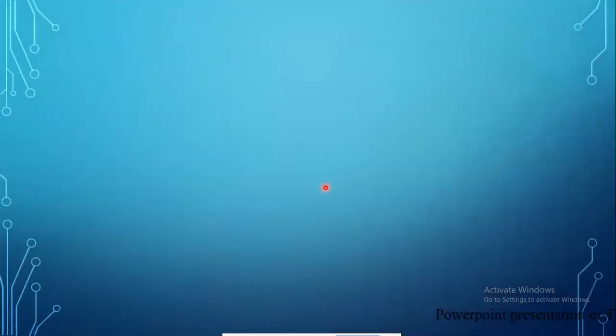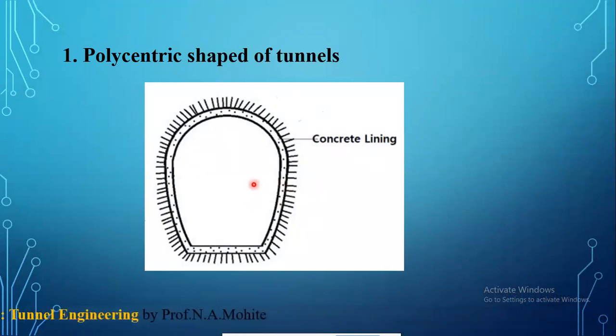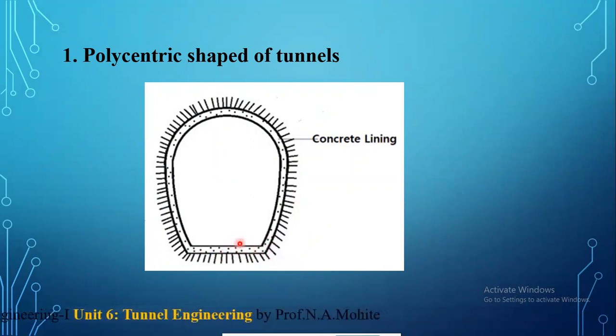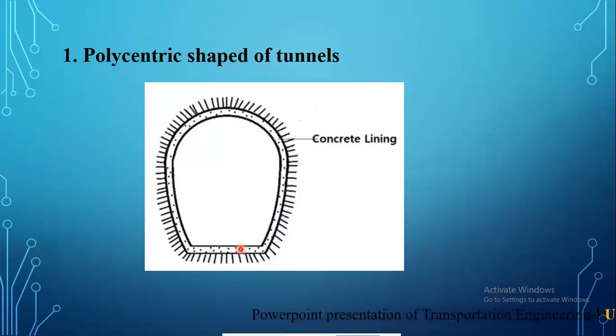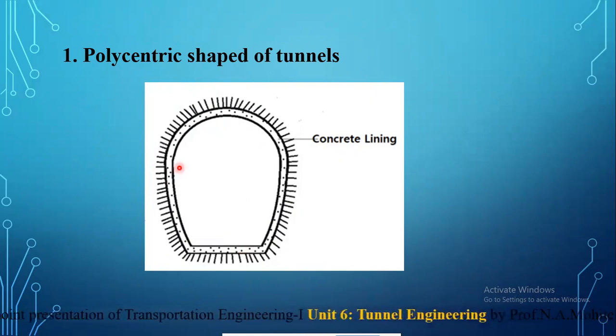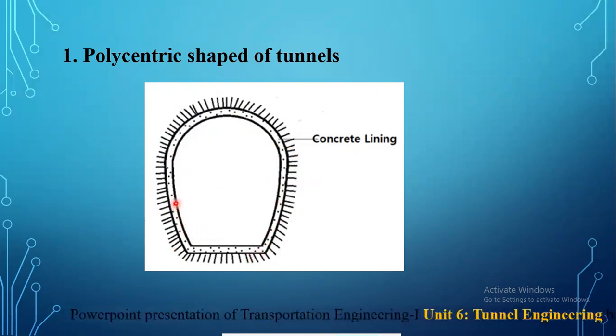Starting with the first, polycentric shape tunnels. This sort of tunnel shape has a number of centers, which provides a sufficient flat base for traffic movement. Here you can see the flat base, which provides sufficient passage for traffic movement. The basic advantage of a polycentric tunnel is that it can be used for road and railway traffic. It can resist external or internal pressure for which it has been designed, due to the provision of the arch as concrete lining, so there is no such damage.